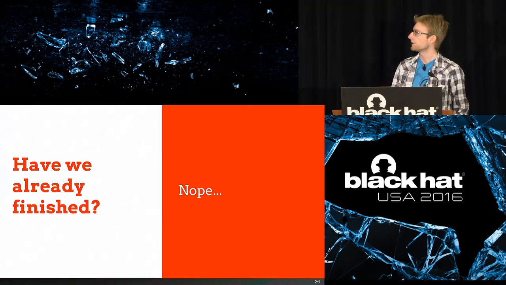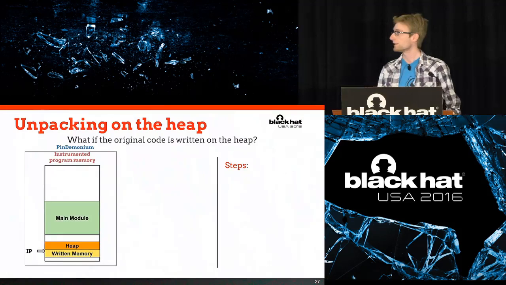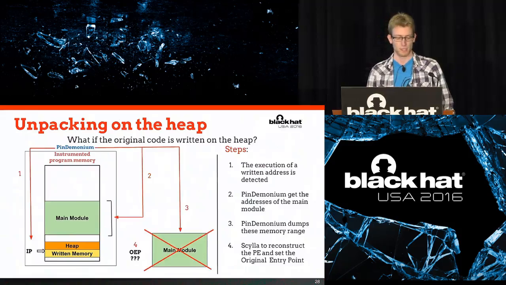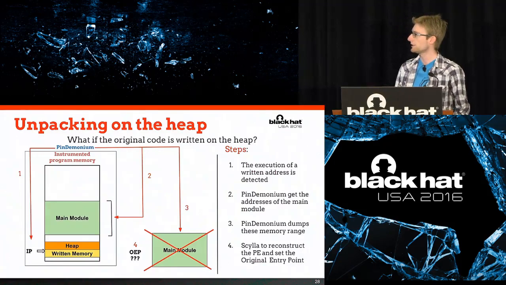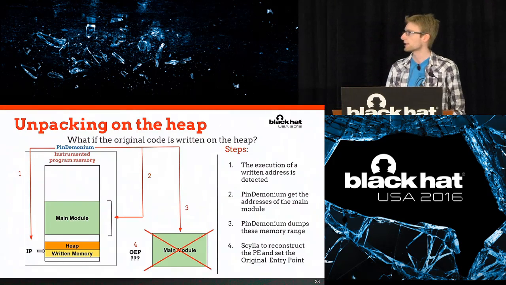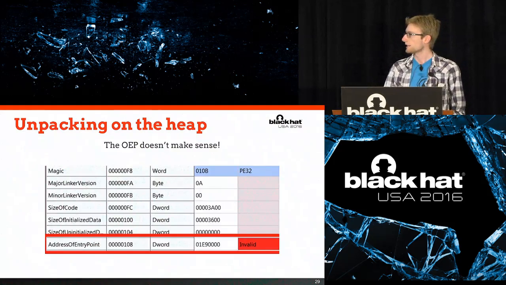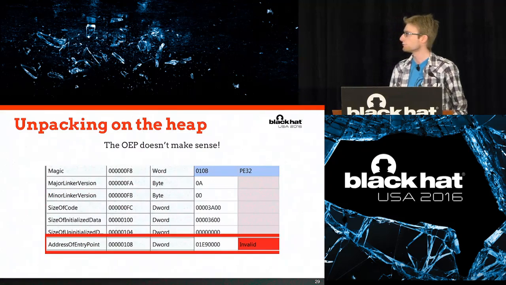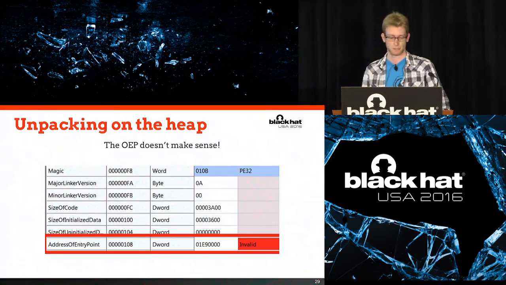This seems pretty simple, but have we already finished? Nope, because what happens if the malware unpacks its code on the heap? By following the previous steps, we wouldn't dump the write interval that has broken the W XOR X rule and which likely contains the unpacked malware, but we will just get the main module. And when we try to set the address of entry point of the reconstructed PE, this wouldn't make any sense because it is pointing to a memory area which has not been dumped.